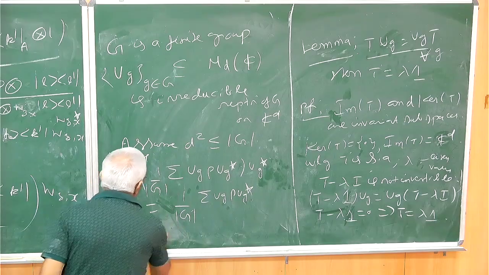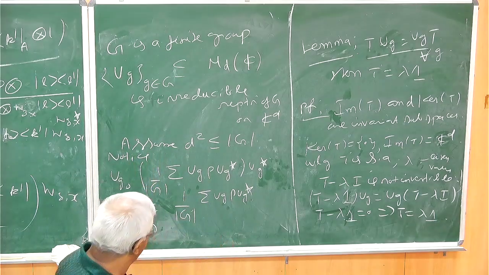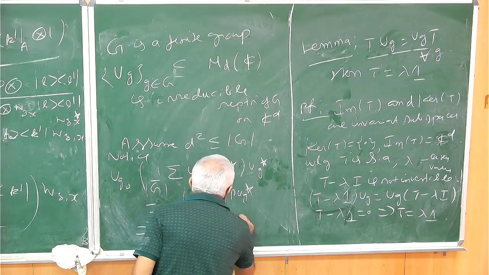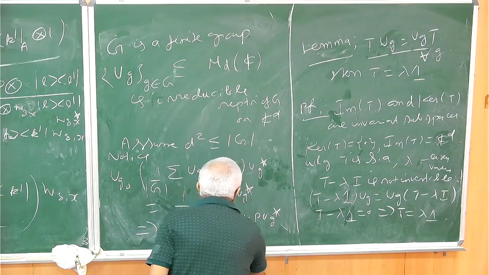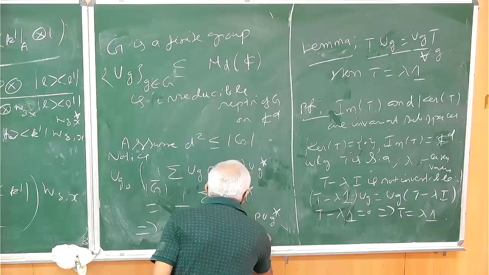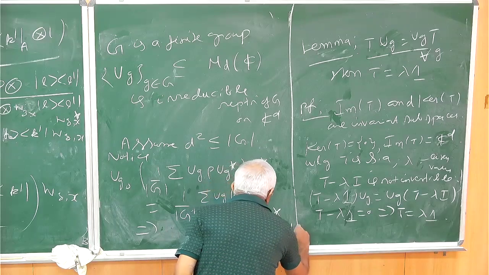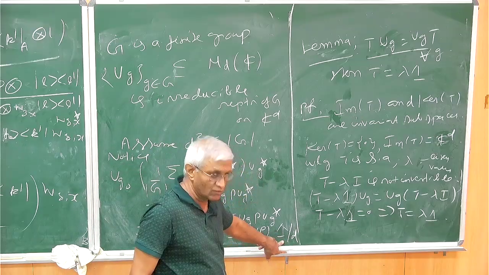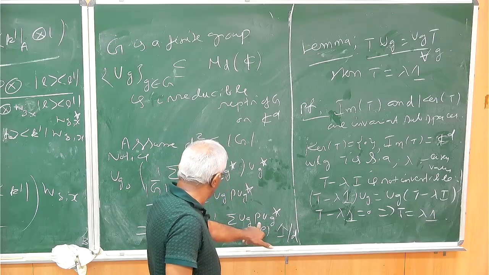So this implies this is equal to a scalar. But that should have the same trace. So because of that, 1 by mod G summation U_g rho U_g star should be equal to trace of rho times identity divided by D. Identity divided by D has trace 1 and trace rho is that. So this whole thing will have trace rho.